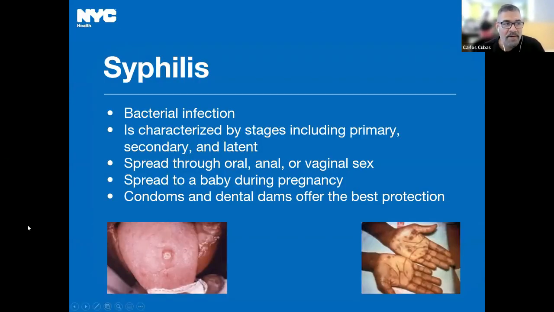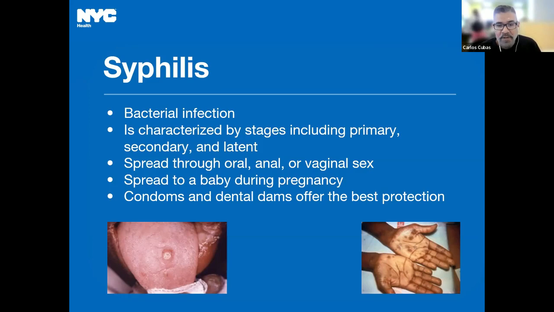So in the same area of bacterial infections, syphilis is a bacterial infection and is characterized by stages including primary, secondary, and latent. And we refer to primary and secondary within the first 12 months of somebody being exposed to syphilis. Primary would be from the day of exposure up to 6 months, and from 6 months to 12 months, it's secondary. And then anytime after that, we refer to as latent or late latent syphilis. And that is important to understand because it changes the kind of medication that one receives, which we'll talk about in a second. It is spread through oral, anal, or vaginal sex, and it can spread to a baby during pregnancy. Condoms and dental dams offer the best protection.